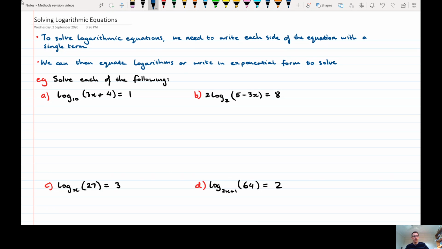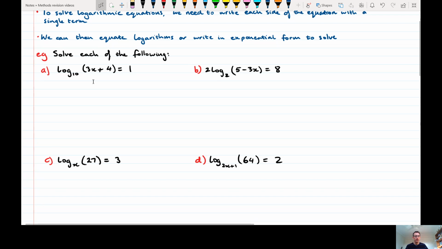So let's do our first example. We've got log base 10 of 3x plus 4 equals 1. When I have something like this, I've got a single number on the right-hand side and a logarithm on the left-hand side. I need to think of our whole conversion between logarithms and exponentials. If I have logarithm of base a of y, that can be written as an exponential instead, where a is the base, x is the power of the exponential, and y is the result.